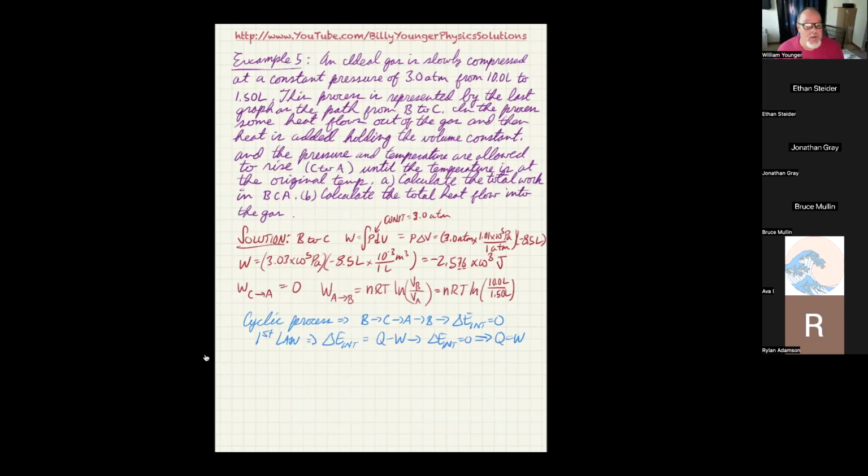So if I want to calculate the actual heat, then I have to calculate the work done. The total work done, at least in that isobaric process, is the number I just got, which is negative 2.5 or negative 2.6 times 10 to the third joules.